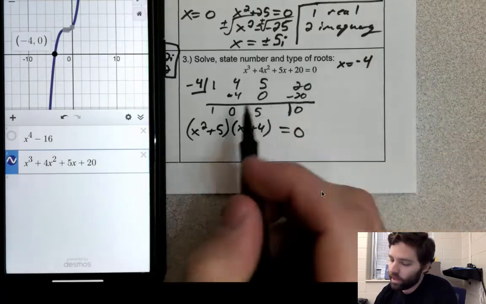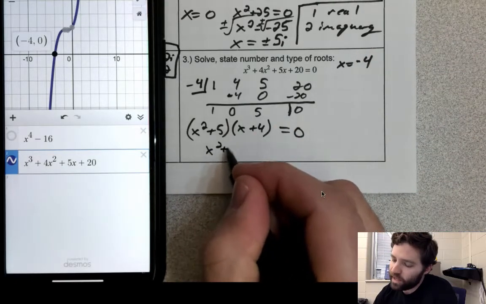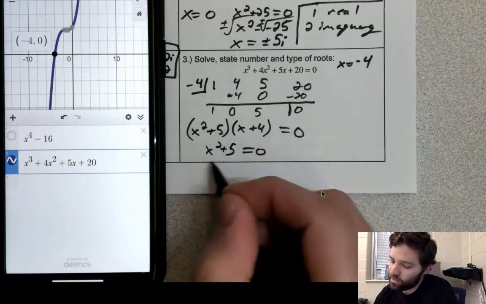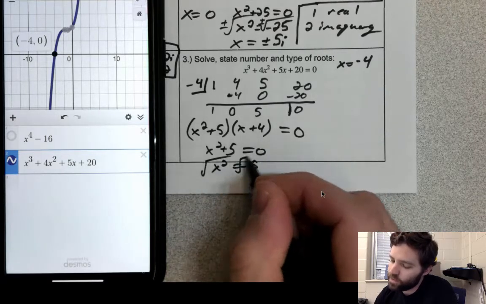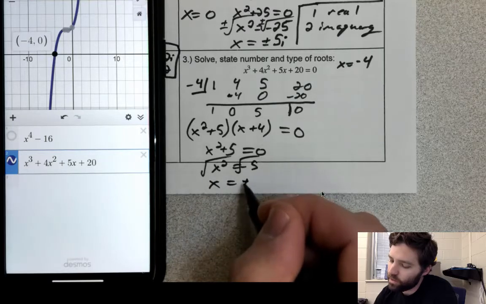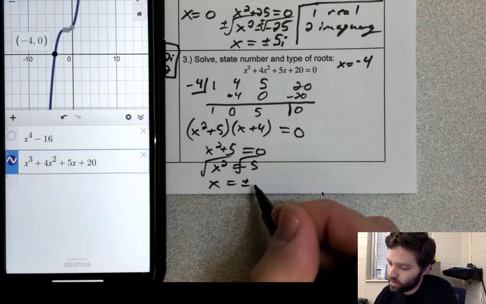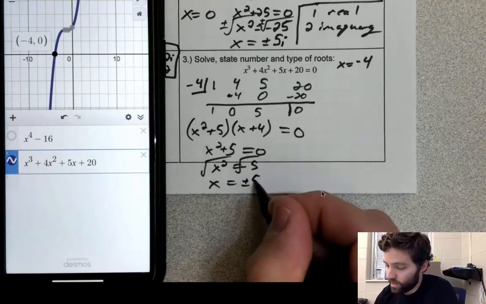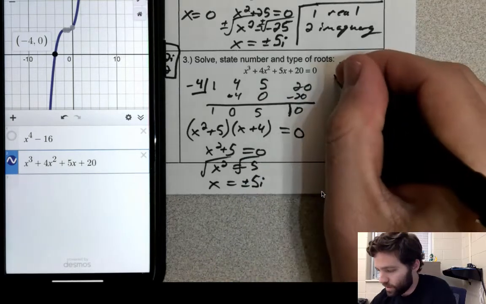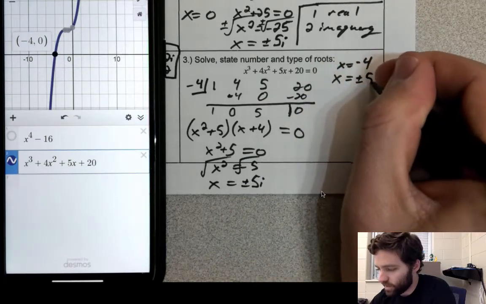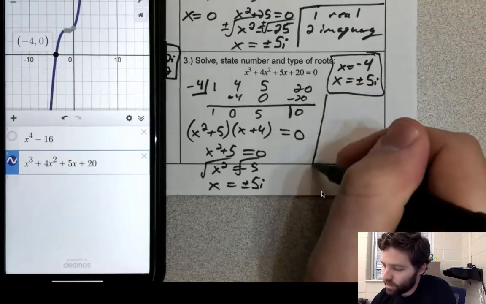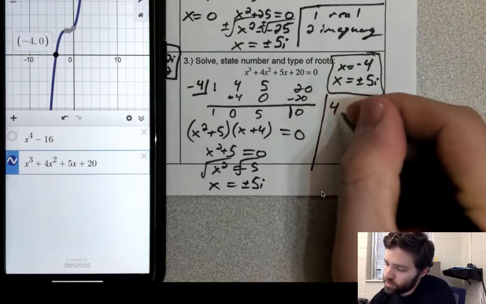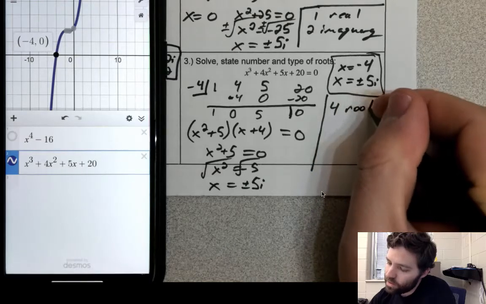Okay. Then I want to know when is x squared plus 5 equal to 0. Well, subtract 5, you get x squared equals -5. You square root. So you get x equals plus or minus the square root of -5, which is going to be the square root of 5 times i. Okay, so x equals plus or minus i root 5. So that's my solutions.